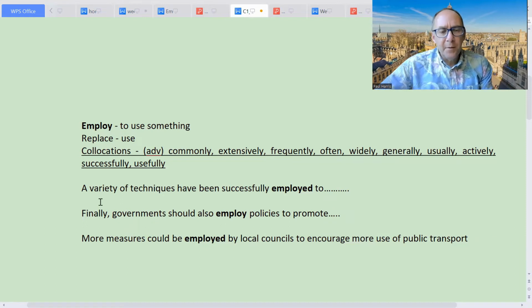A variety of techniques have been successfully employed to... Finally, governments should also employ policies to promote... More measures could be employed by local councils to encourage more use of public transport.